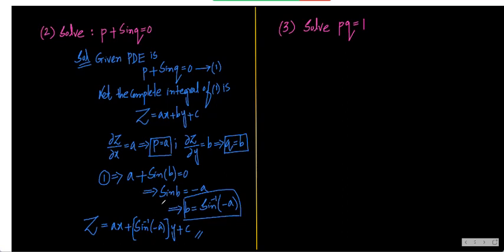ax plus 1 by a y plus c. Yeah, correct. So directly I'm writing: z is equal to ax plus 1 by a of y plus c is the complete integral of the given equation number 1. Here only we will write ax plus 1 by a of y plus c.